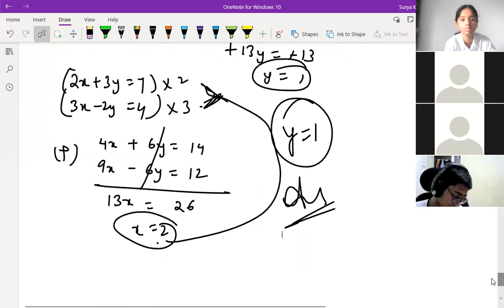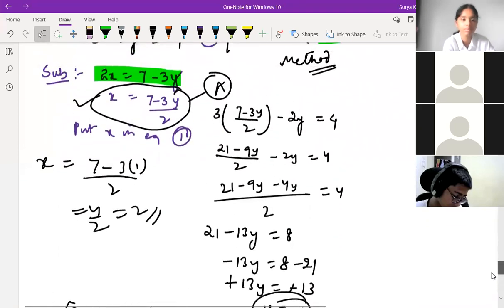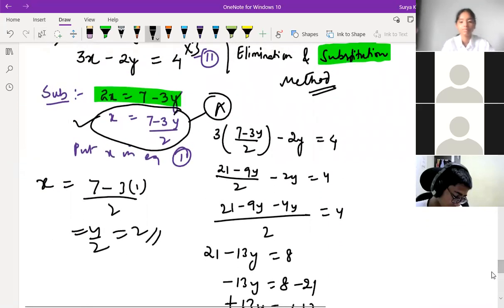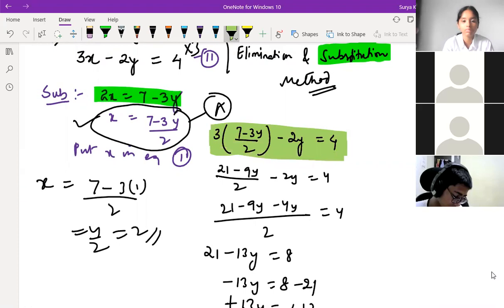Sir, could you explain the calculation for 21 minus 9y by 2 is minus 2y is equal to 4? Which one, elimination or substitution? The substitution method, sir. Okay, where? This line, sir. 21 minus 9y minus 4y. Let's see. Simply I multiply 3 with 7 also and 3 with this also. That's it. And divide by 2. Okay, sir, I made only that mistake.